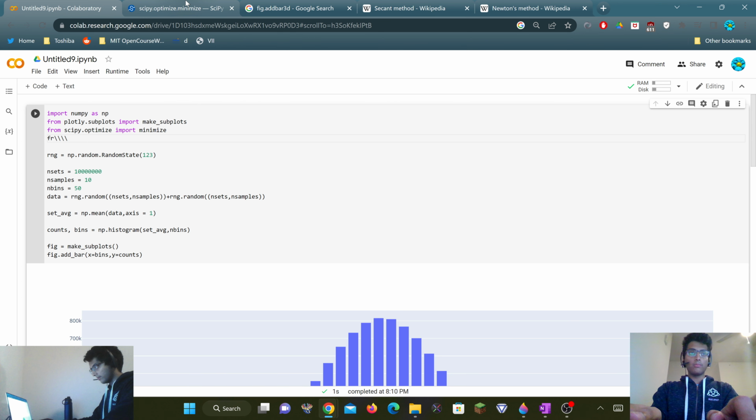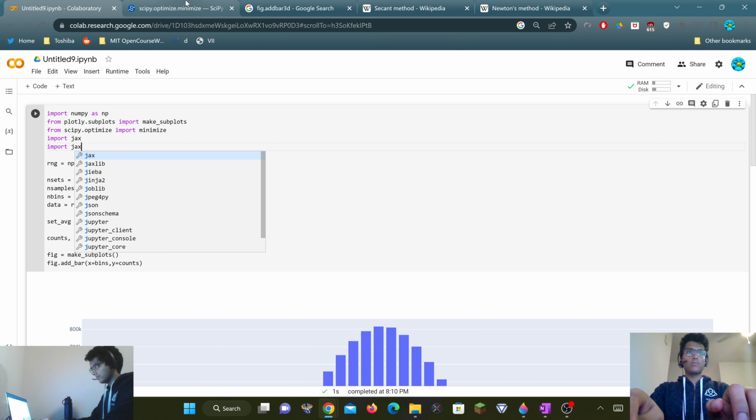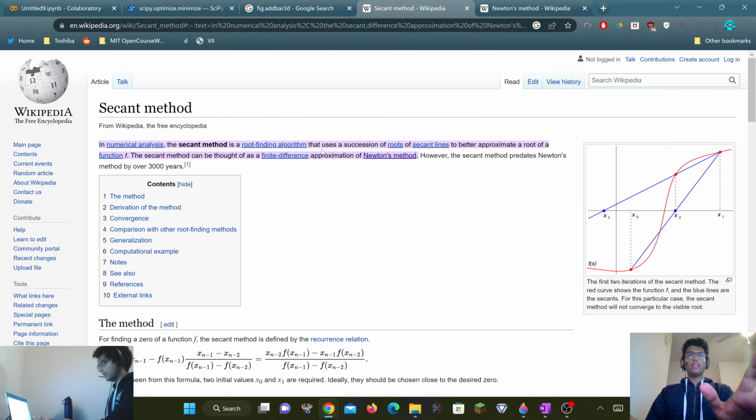I'm going to import Jax because we'll need it in a second, right? And then import JNP. Okay. And so if you look at these methods, right, they're algorithms.